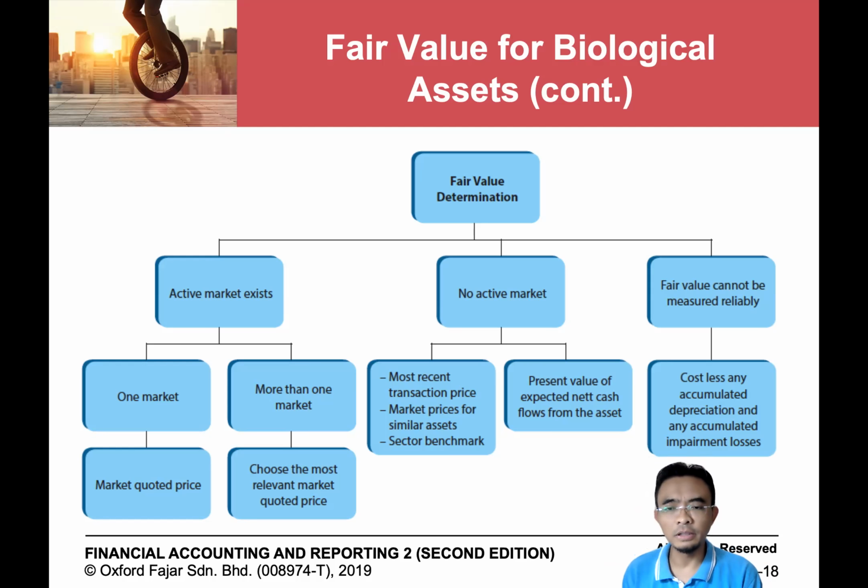This is when the fair value can be measured. If the fair value cannot be measured, what we can do is find the cost less any accumulated depreciation and any accumulated impairment loss. So if fair value is not possible to determine for that particular biological asset, we use the original cost less all accumulated depreciation and any accumulated impairment loss. So there are several ways to determine the fair value of biological assets.